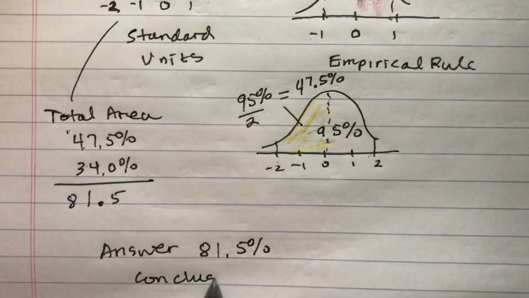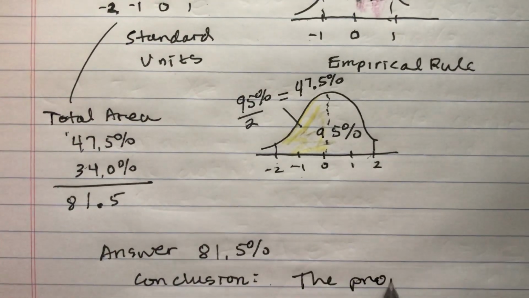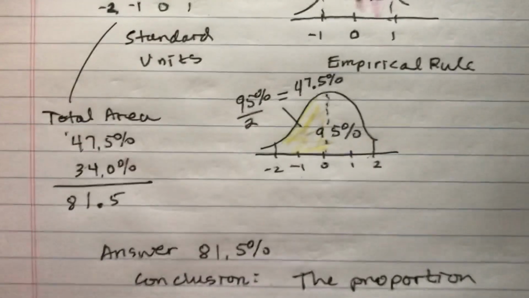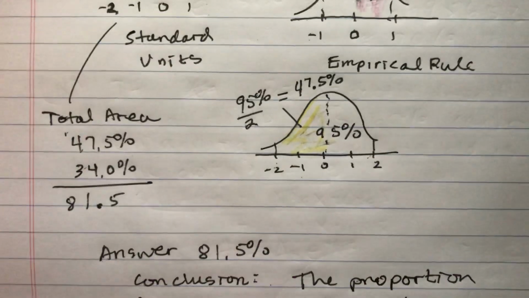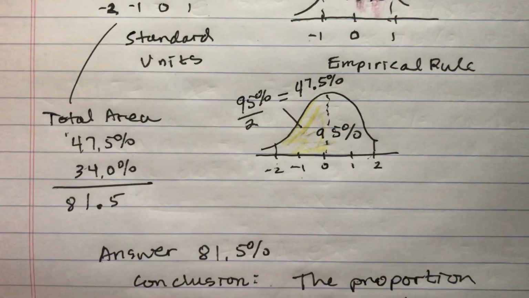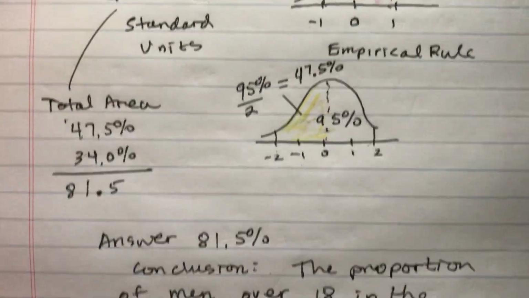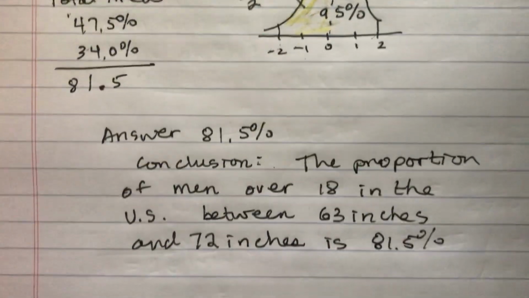So, conclusion: the proportion of men over 18 in the U.S., the United States, between 63 inches and 72 inches is 81.5%. This is an approximation because the empirical rule is an approximation.